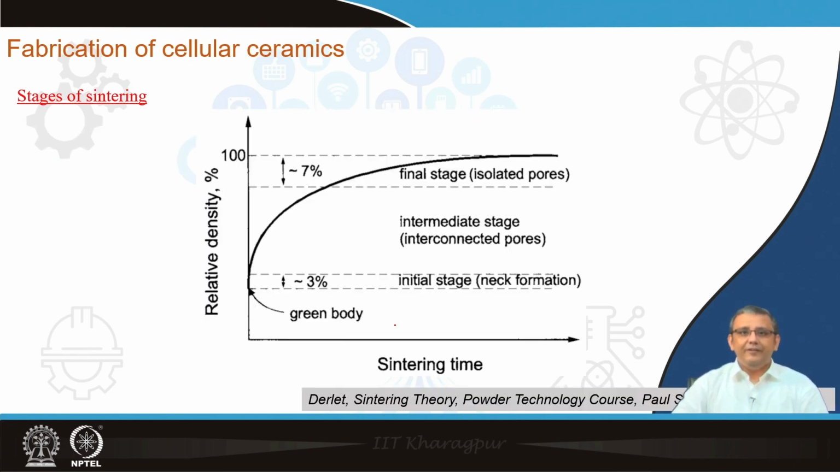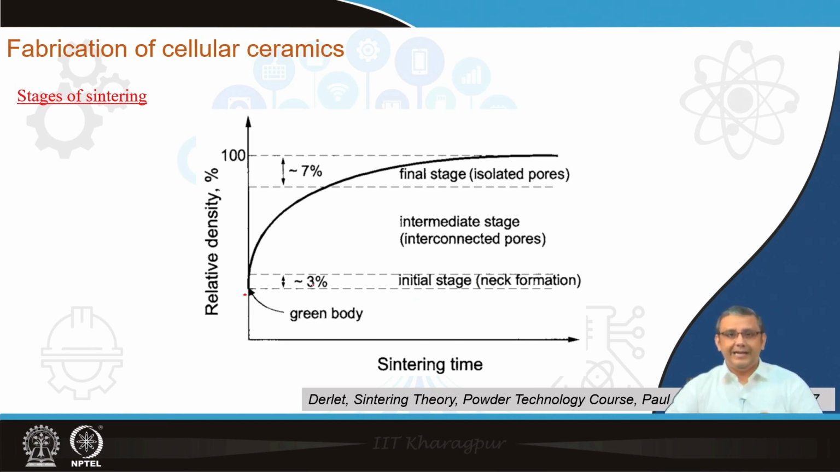Again, if we see how the relative density or the densification varies over sintering time, we can see here that these three stages are marked. Initially, at time 0, we have the green body. This green body is what we obtain after the initial uniaxial pressing or cold isostatic pressing. Then in the initial stage of sintering, where only neck formation occurs between the individual particles, we have up to around 3 to 5% densification.